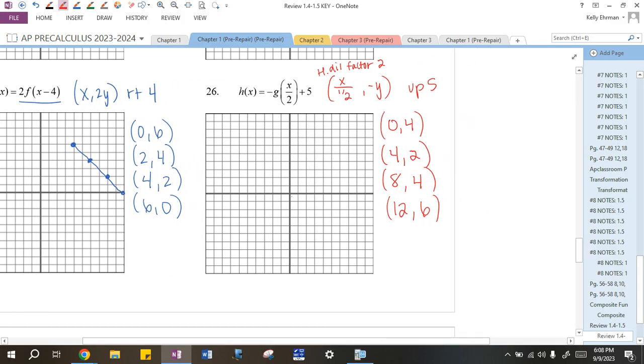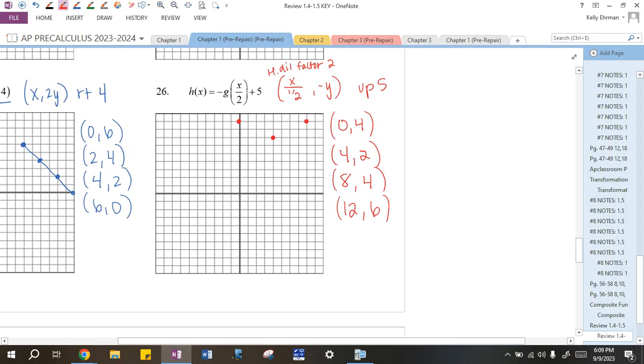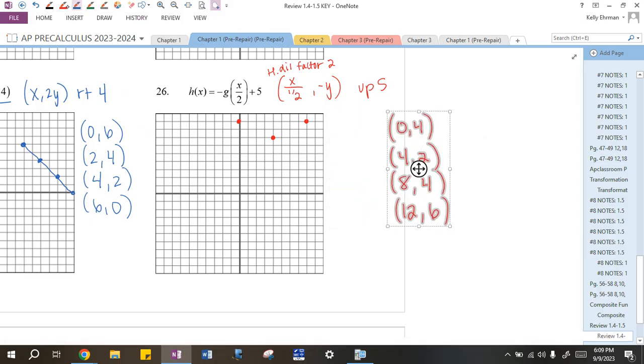So 0, 4. And then I'm going up 5 units. 4, 2. And then up 1, 2, 3, 4, 5. 8, 4. And then I'm going up 1, 2, 3, 4, 5. And this is the one that I will still sketch. It's a little bit off the graph. It's fine. 12 is like out here. 6. And then we're going up 5, which is just a little bit off the graph.